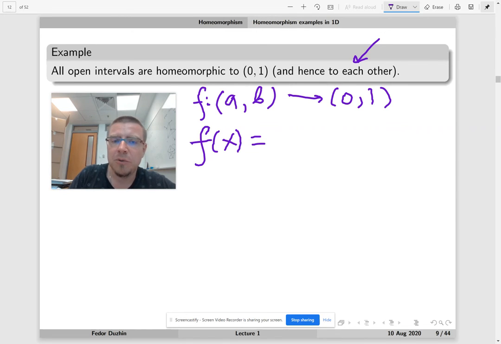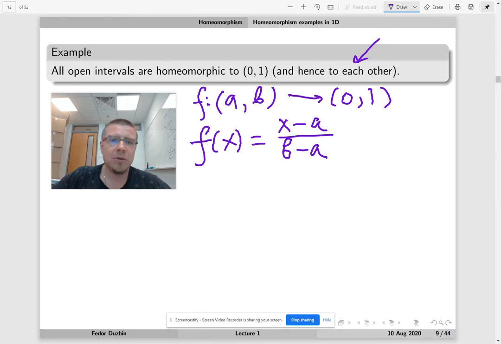So f of x is, we want to construct a linear function that sends a to 0, b to 1. If you think a little bit, you will realize that this should be the function x minus a over b minus a. Indeed, this is a linear function, so it is definitely 1 to 1. It is increasing, so the inverse function is also linear and also increasing. So in order to see that it is a homeomorphism, it is sufficient just to establish that f of a is 0 and f of b is 1, right? We can check it directly.